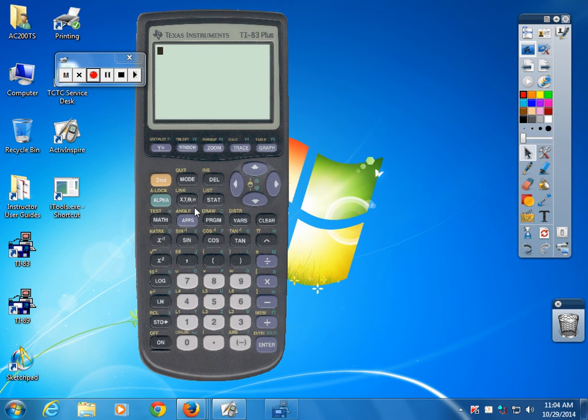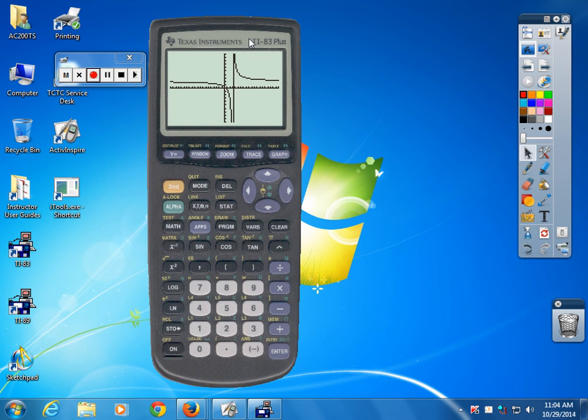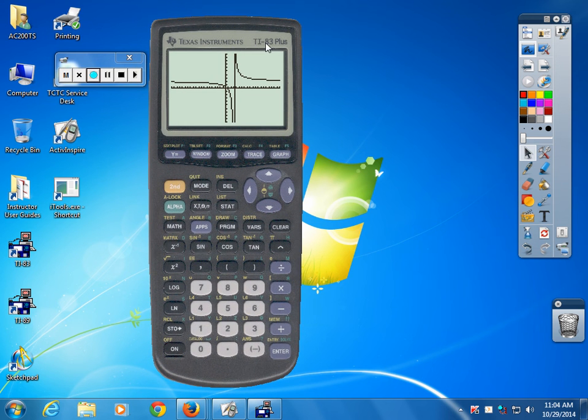What is it? So I'm going to put parentheses, 2x plus 1, close parentheses, divided by, what's the bottom? x minus 3. Close parentheses, and hit graph, and there's the function. Now, it's not going to show you the x and y intercept. I meant the vertical and horizontal asymptotes.